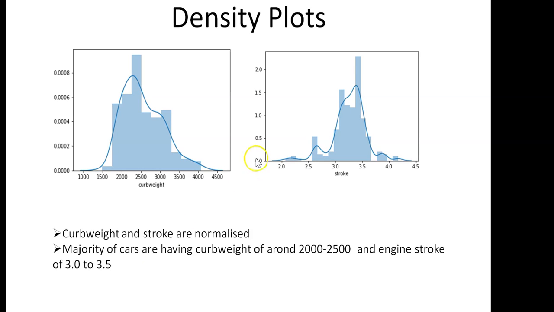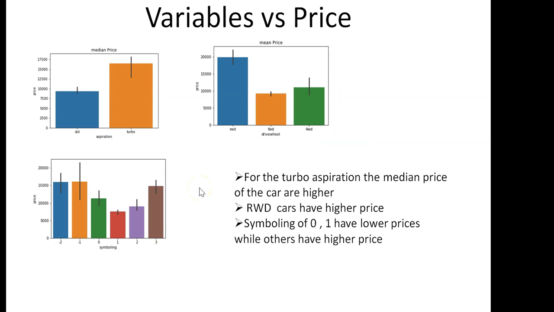Here you can plot the density plots, or you can plot the business decision or business outcome which your CEO is expecting. Here I have a variable versus price. There are a few key variables that we have plotted, like price versus aspiration, price versus drive wheel, price versus symboling. Mention here the key insight that you have found.